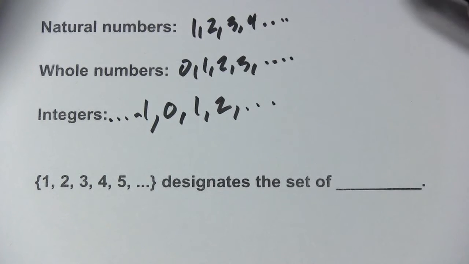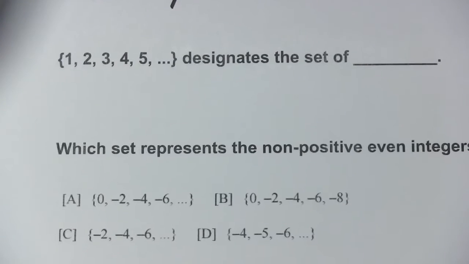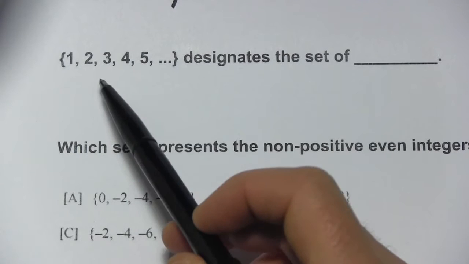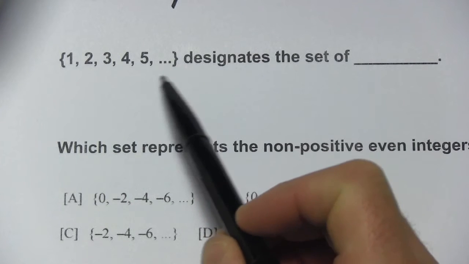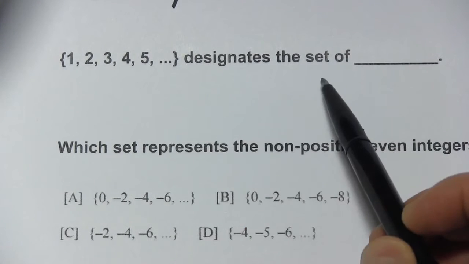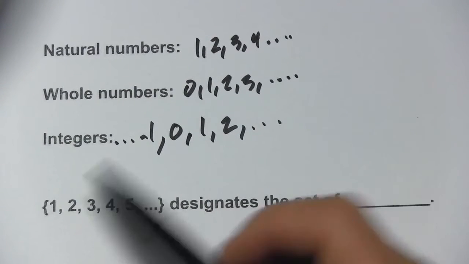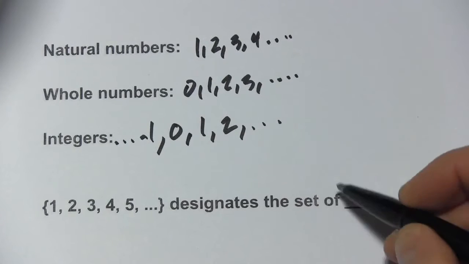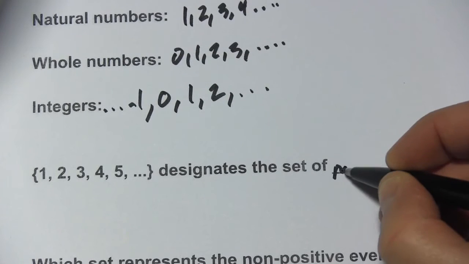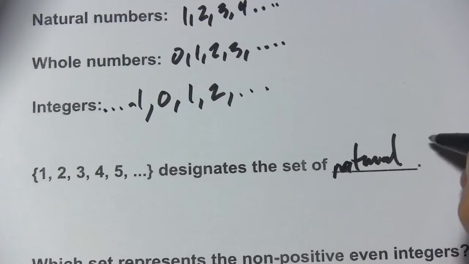Okay, so let's see if we can answer a few questions about those sets. This one says 1, 2, 3, 4, 5, dot, dot, dot, so on up from there, designates the set of, well, that's just what we were talking about with the natural numbers, the ones that go as you would count them. So that is natural numbers.